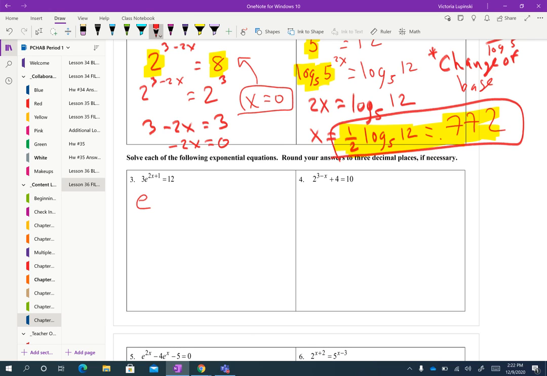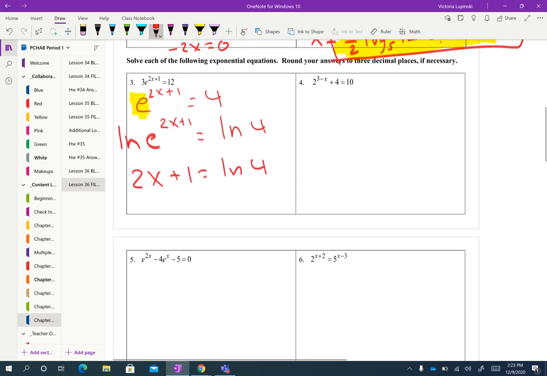So the algebra in number 3 is just to divide by 3, which gives you e to the 2x plus 1 would be equal to 4. Clearly, there are no like bases for e and 4. So instead, you are going to take the log of both sides. Because of the fact that the e is attached to the exponent, you're going to take the natural log of both sides. So the natural log of e to the 2x plus 1 equals the natural log of 4. Again, ln base e of e to the something, that's the property of inverses, which means those cancel to just be 2x plus 1. From here, again, you're going to solve for x.